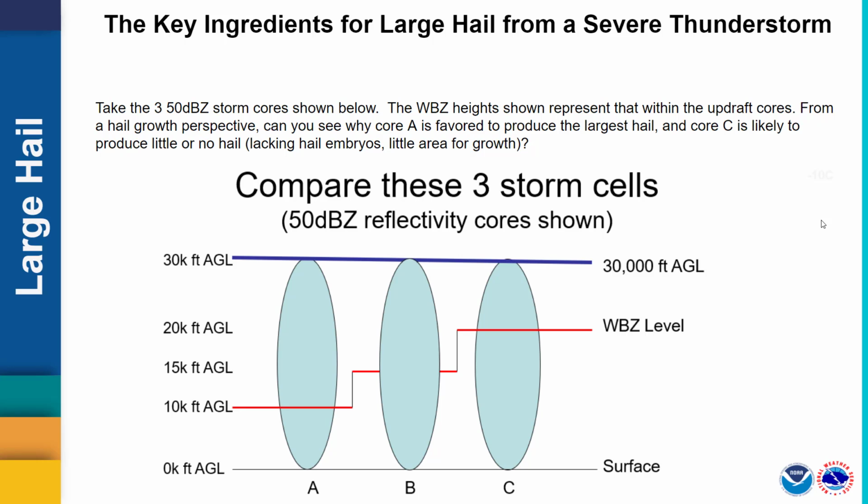Compare these three storm cells. There are 50 dBz cores that are shown. I'm also showing the wet bulb zero heights, representative of that within the updraft cores. From a hail growth perspective, can you see why core A on the left is favored to produce the largest hail, and core C to the right is likely to produce little or no hail due to lacking hail embryos and little area for growth?